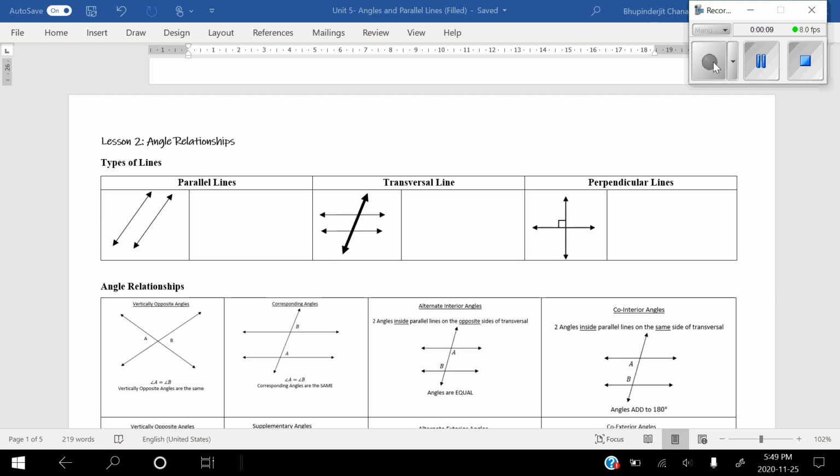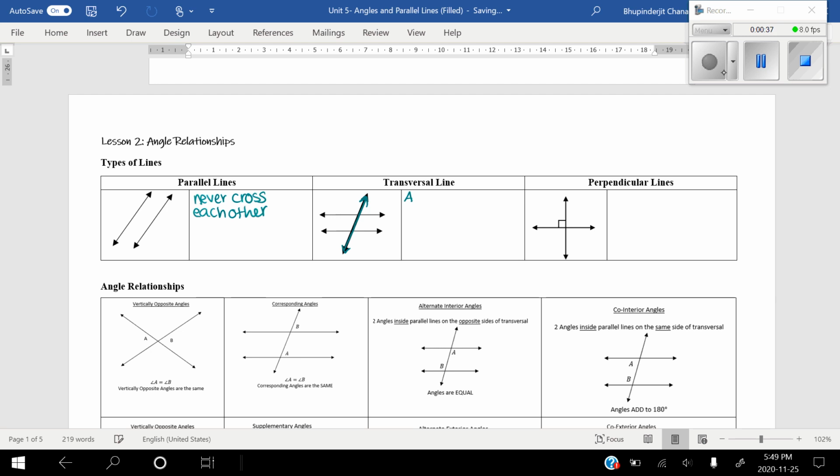So let's get some definitions out of the way. First, we have parallel lines. Parallel lines never cross each other. They are always just traveling beside each other. And then we have transversal line. It's this guy here. Transversal means that it intersects a set of parallel lines.